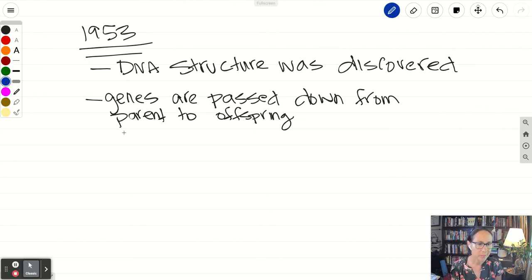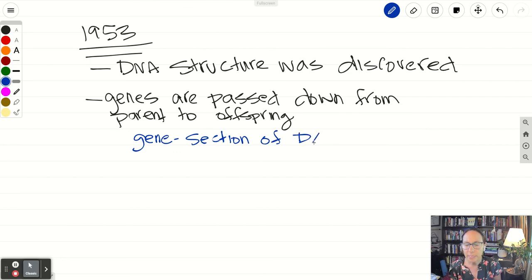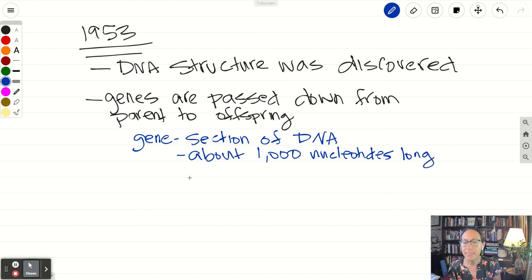So I'm going to write this down. Let me change colors just to make it like a vocabulary word. So a gene is a section of DNA. It's normally about 1,000 nucleotides long. Section of DNA about 1,000 nucleotides long. And what it does is it is a code for a protein. So it's a code for a protein.